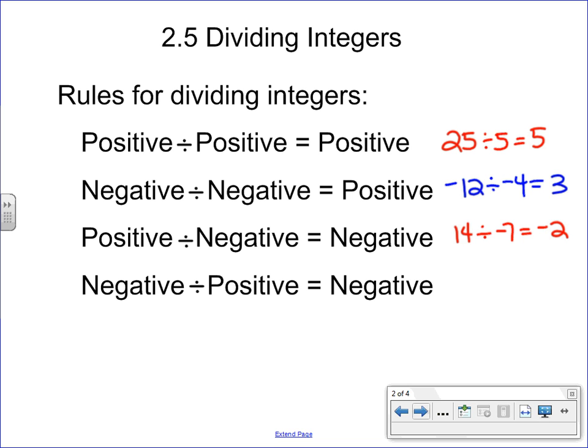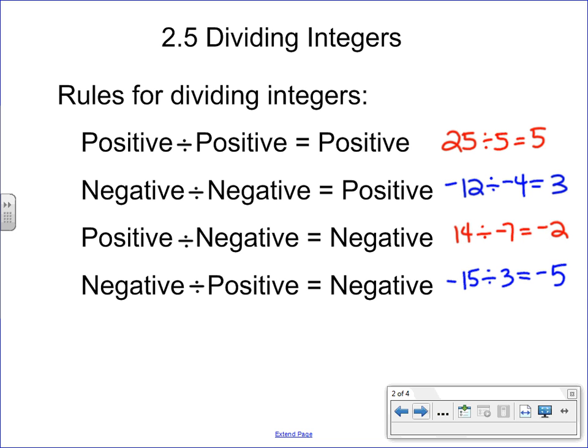Lastly, the fourth rule says a negative number divided by a positive number also will equal a negative number. So if I have a negative 15 and I divide that by a positive 3, my answer is going to be a negative number, in this case, negative 5.